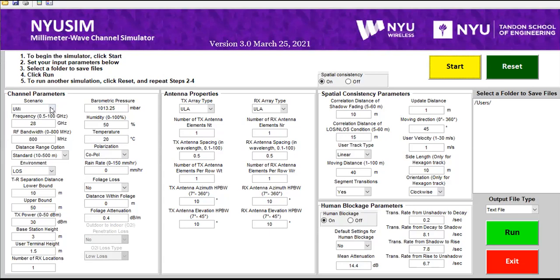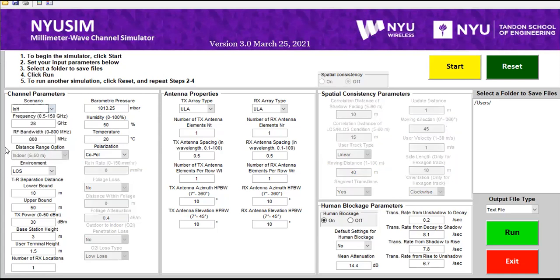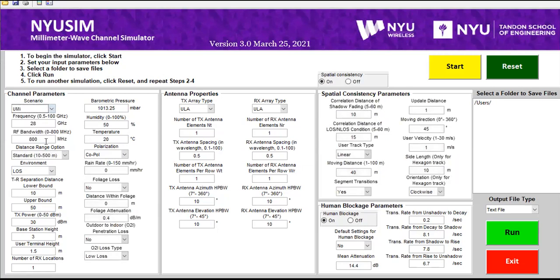So let us work with urban micro first. Then the carrier frequency you can set from here. You can see that the frequency can go up to 100 gigahertz. Let me show you that when you set InH, the frequency range is up to 150 gigahertz. And 5G starts from 500 megahertz frequency, so you see it is from 0.5. These things confirm that they always keep the cellular environment in mind.